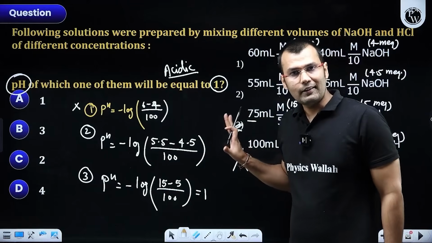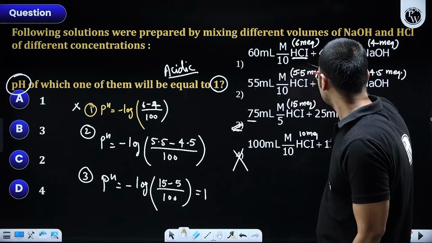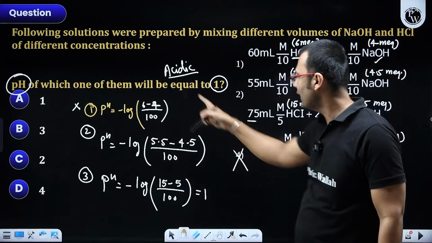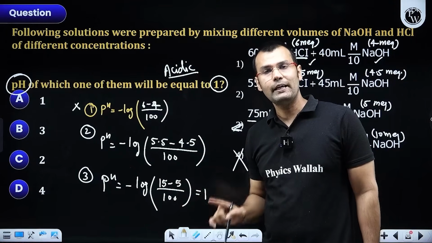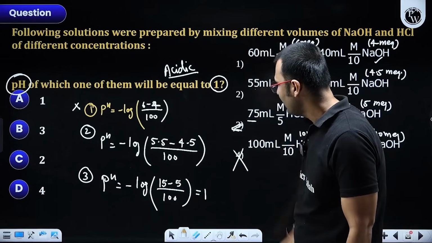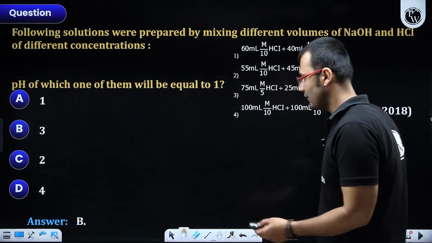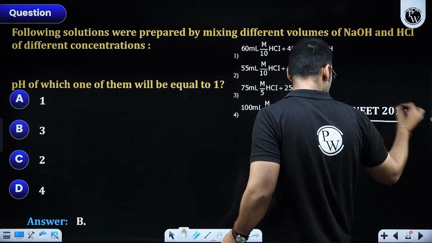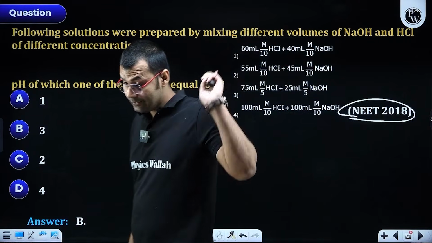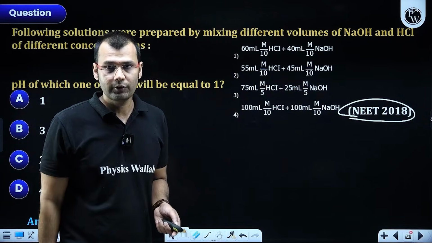So now I think after understanding this question, you have understood that when we mix a strong acid with a strong base, how we can get the pH by comparing equivalents of acid and base first. So here third is the case and third is given in option B. So option B will be the right answer, and this question we got in the NEET 2018, and the same type of question you can expect in the upcoming NEET examinations too.